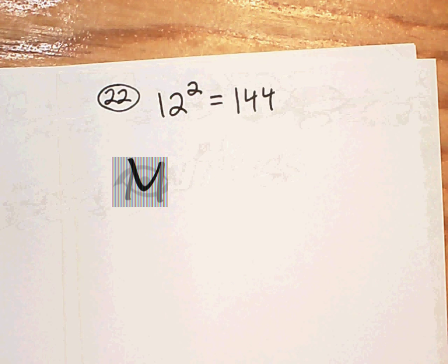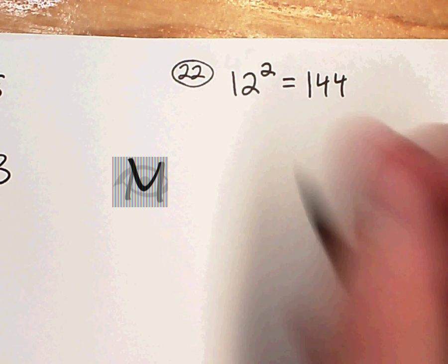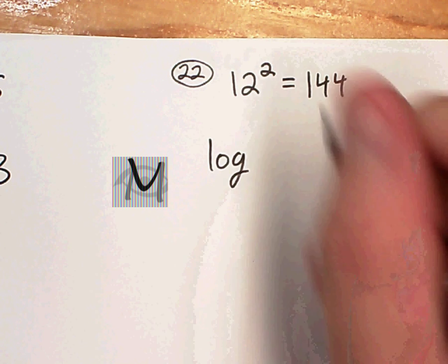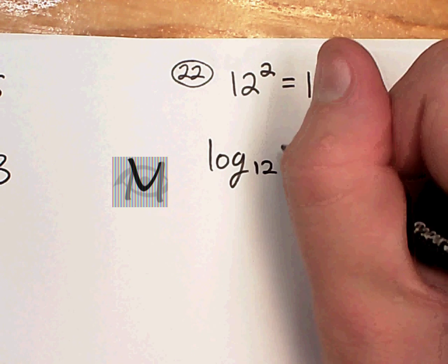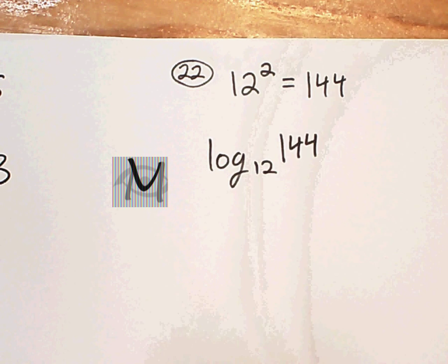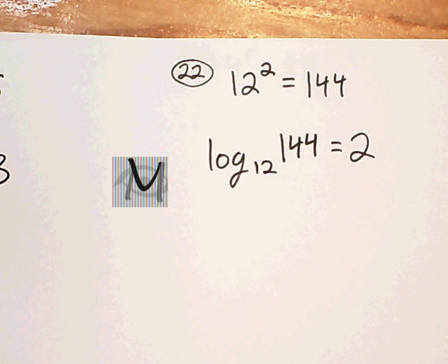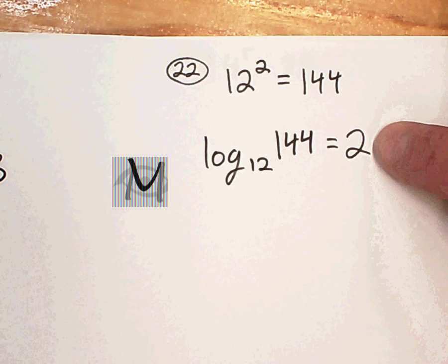Number 22 is written in exponential form, and they want you to write it in logarithmic form. Logarithmic form is when you write log, with a little subscript of 12 as your base number here. The result is 144, which we write big, and it's equal to 2, which is your exponent. The point of doing logs is to find out what an exponent is. Therefore, the result here is the exponent.